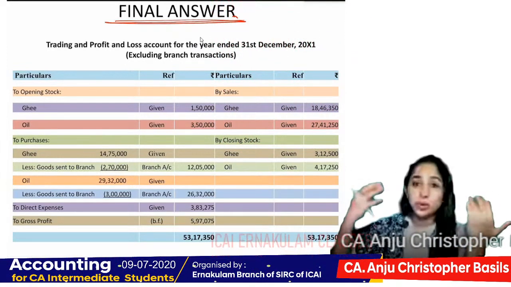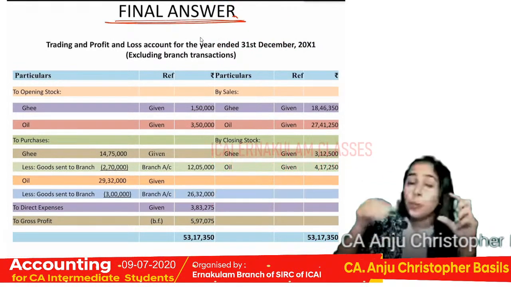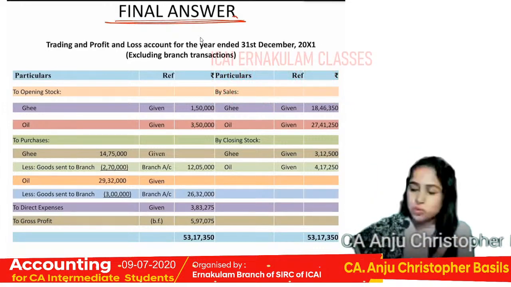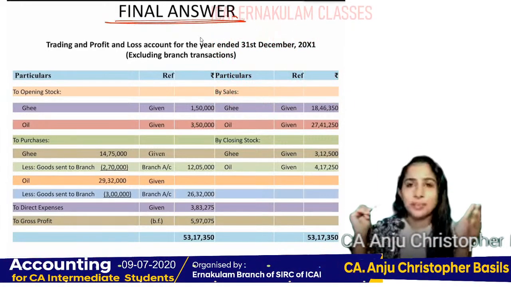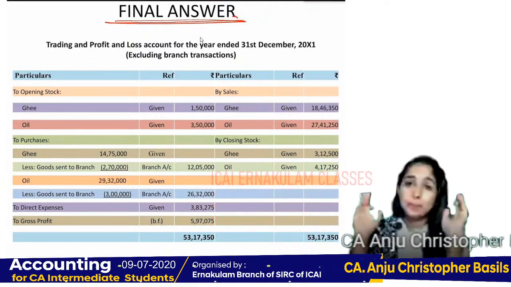What you have to consider is only the final profit that the branch has made. That final profit you just have to incorporate in the trading P&L. Are you getting it, students? What exactly do we mean by exclude the branch transaction?